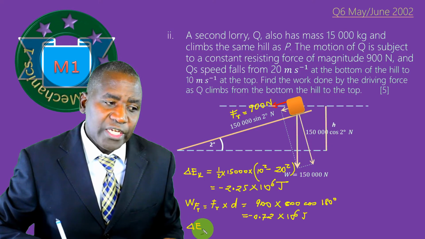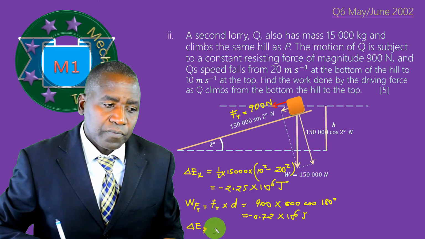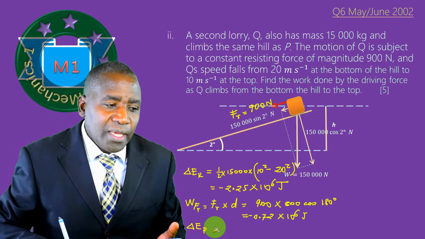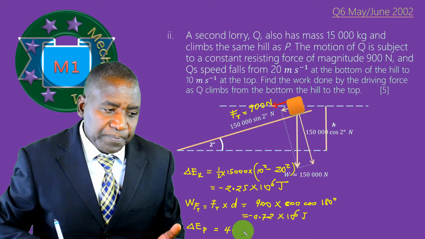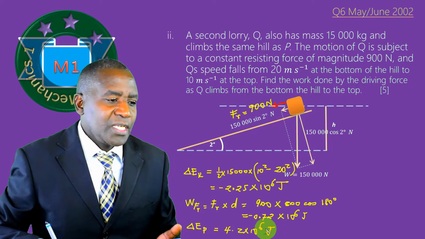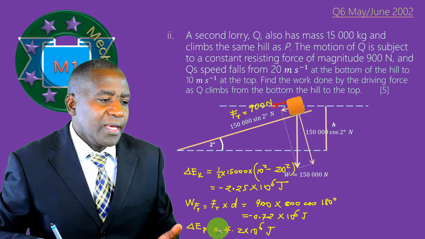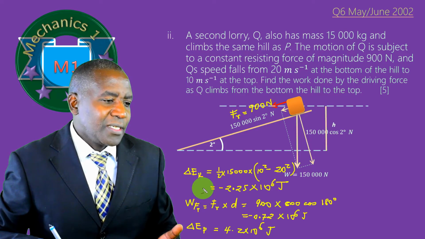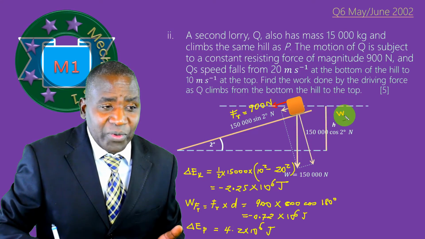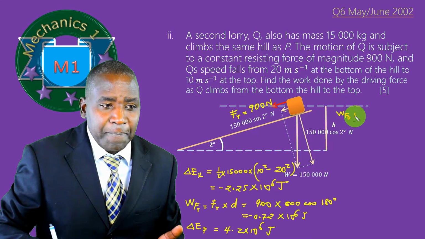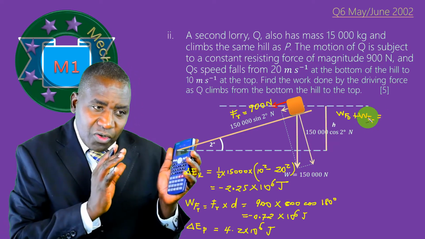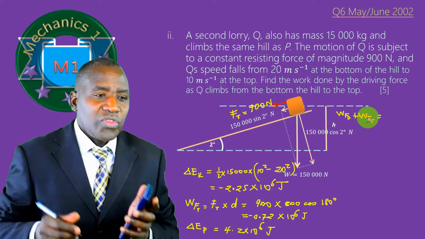And remember, the gain in potential energy remains the same. How much was it? It was 4.2 by 10 raised to power 6 joules. You can see the only thing which is missing here is the work done by the driving force, because that relationship usually has three components: work done by driving, work done by friction, work done by external forces on one side, gain in energies on the other side.